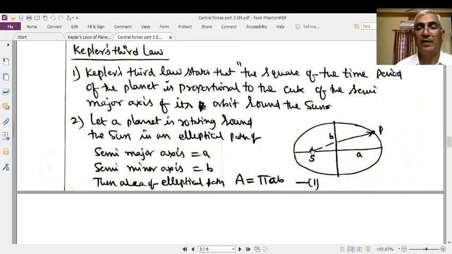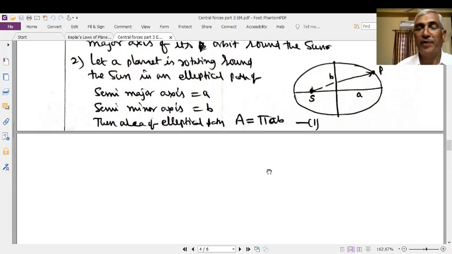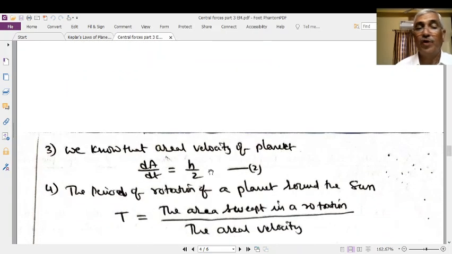Right? Okay. Now what do we have to prove? If T is the period of rotation, we have to prove that T square is proportional to a cube. What is the path followed by the planet? Ellipse. What is the area of the ellipse? Area of the ellipse is equal to pi a b, pi into a into b. Right. We know that the areal velocity of the planet dA by dt is equal to h by 2. Just now we derived that in the second law also.